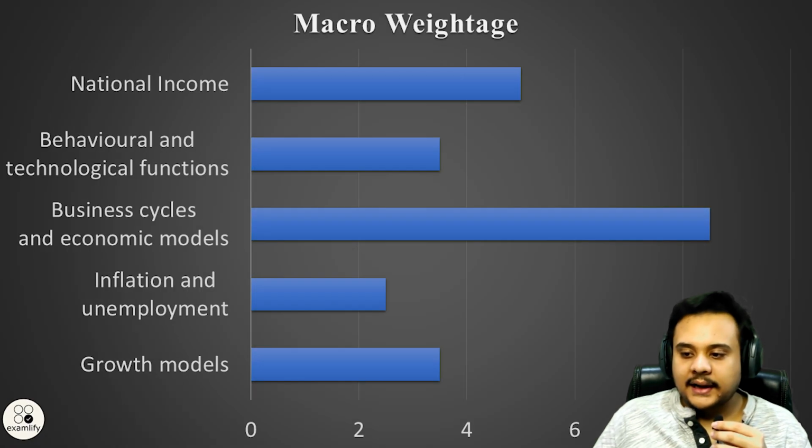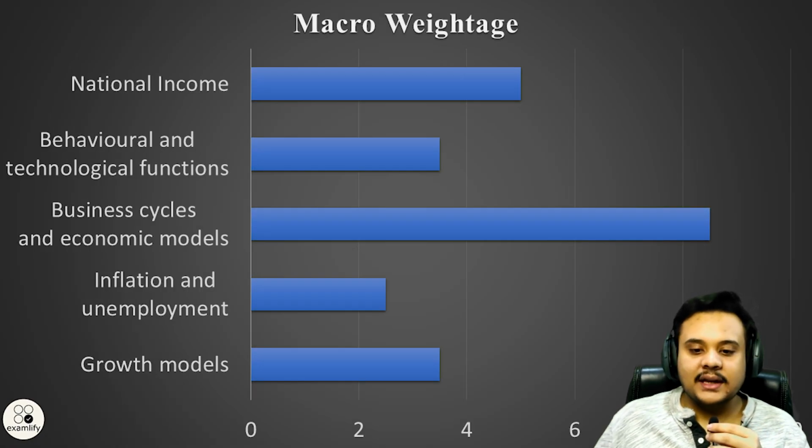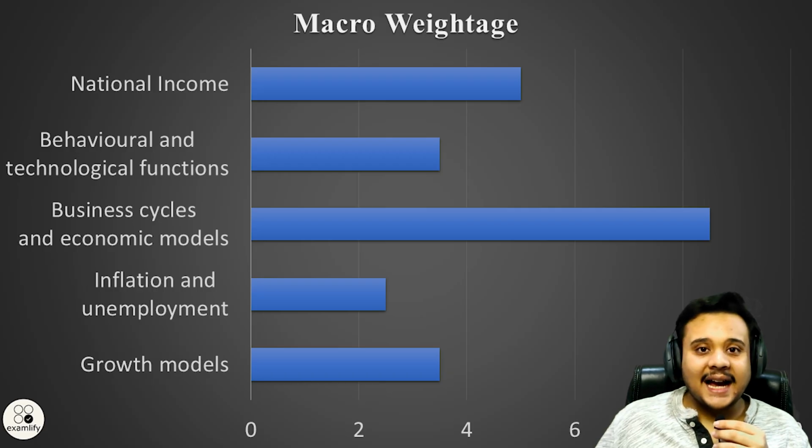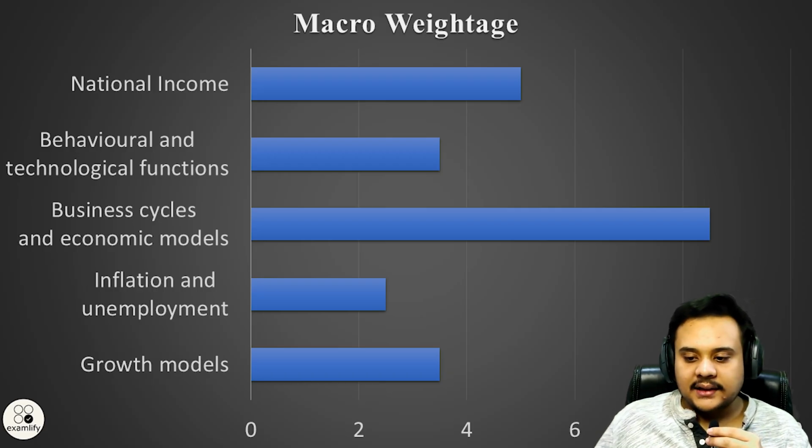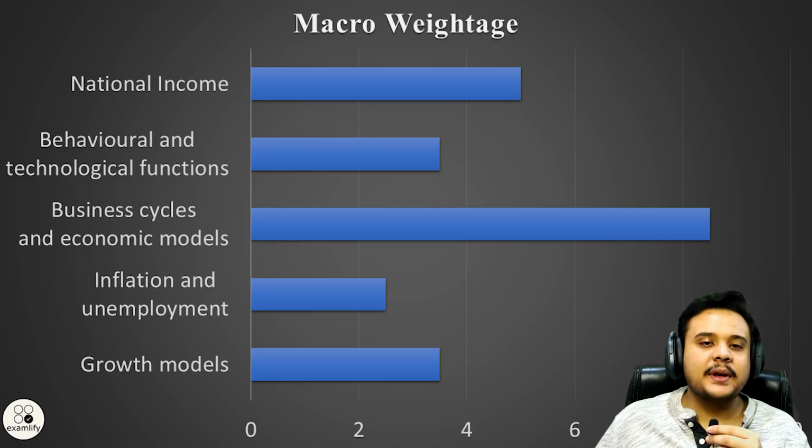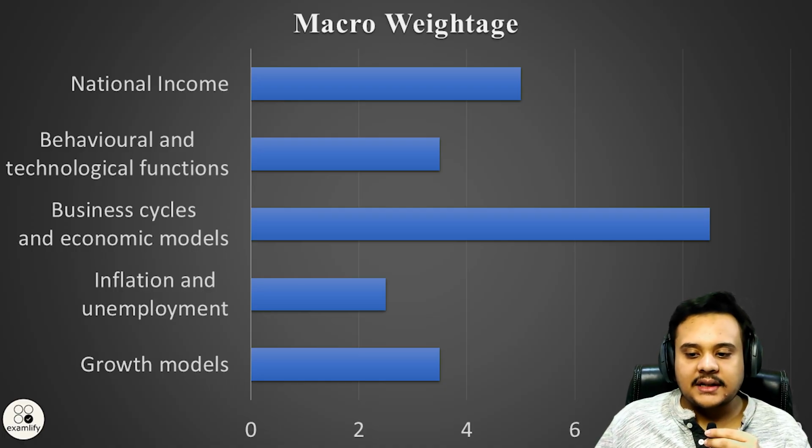Okay, so again, as we already saw, this is the topic that carries the second highest weightage. So a very important topic again. National income, I don't think I even have to say anything. Any paper you pick up, you will see at least two questions from national income. The weightage here on average is mentioned as 5. Sometimes it is more, sometimes obviously it is less, but a very important topic.